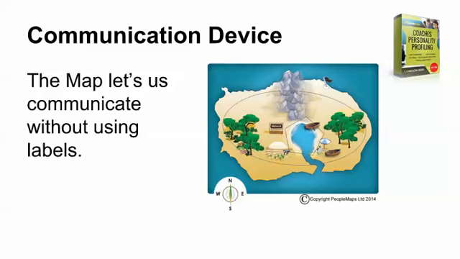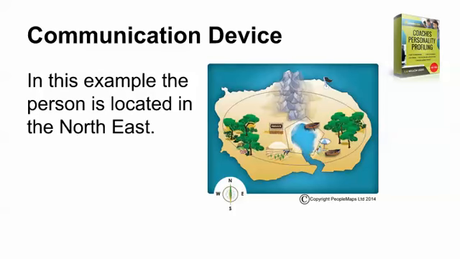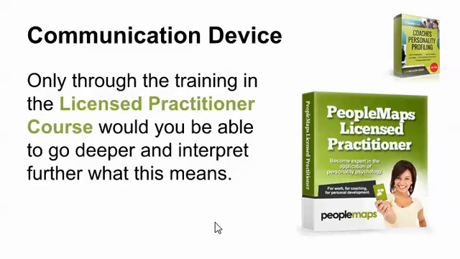Now what the map does let us do is communicate without using labels. So in this example here, we can see that the person is located, there's the flag up here, in the northeast. So it's perfectly okay to say northeast. Although it's a label of some sort, it's not a label in the traditional sense, and therefore it doesn't really come with any baggage. Now, it's only through the Licensed Practitioner course training that you would really be able to go deeper and interpret further exactly what the map means and how to use it.